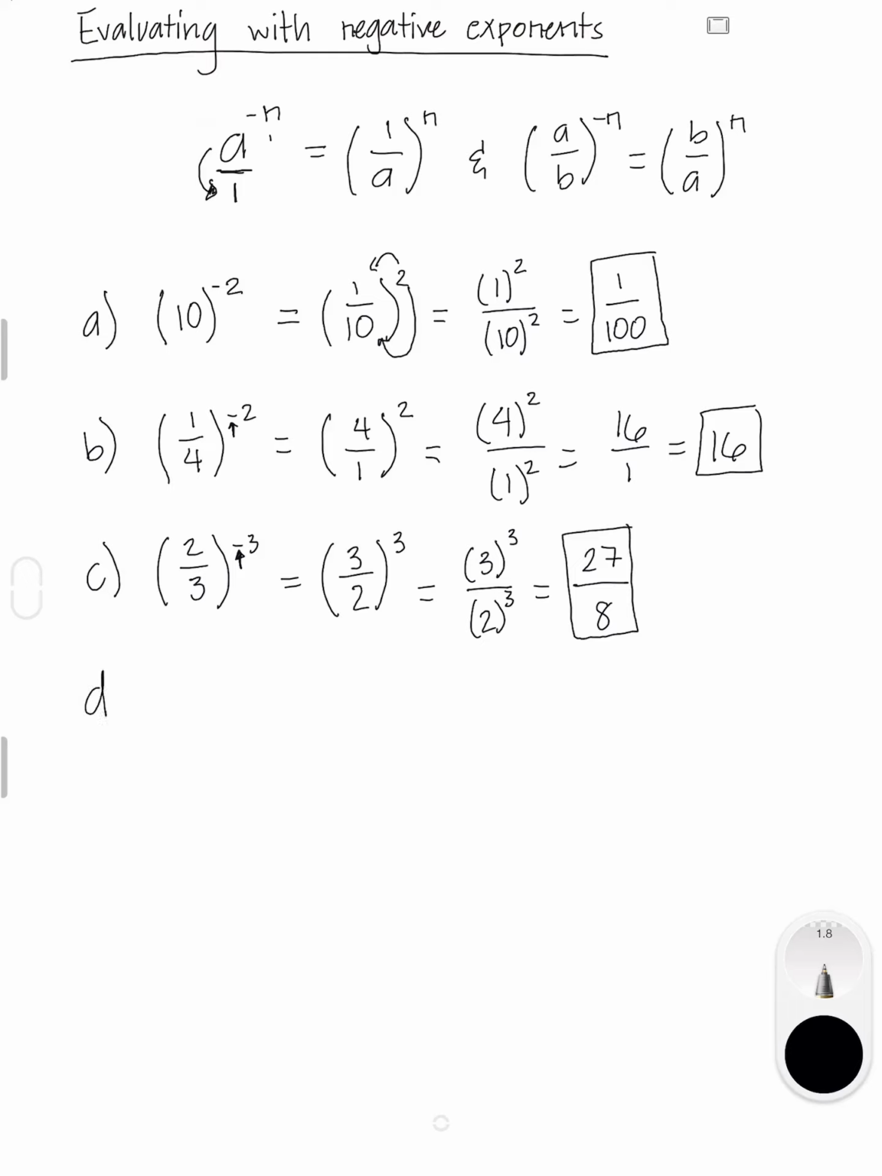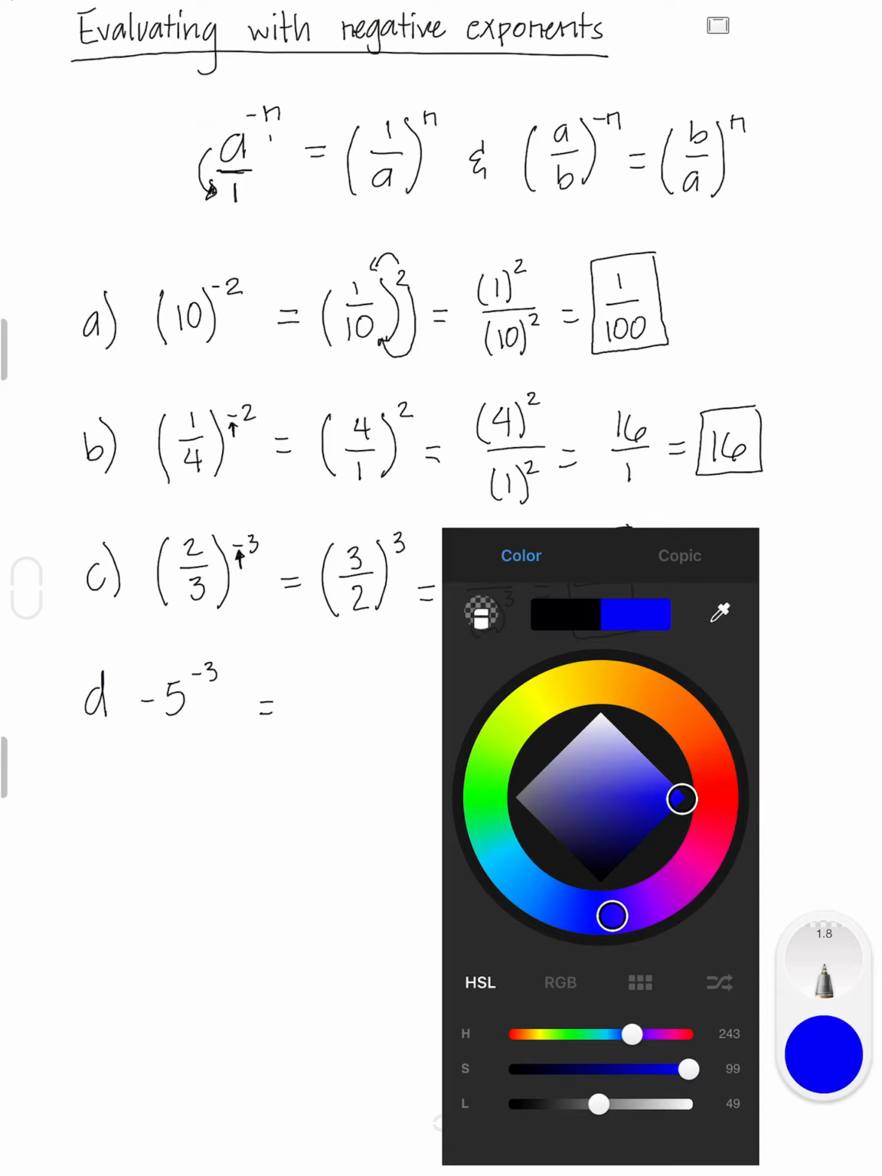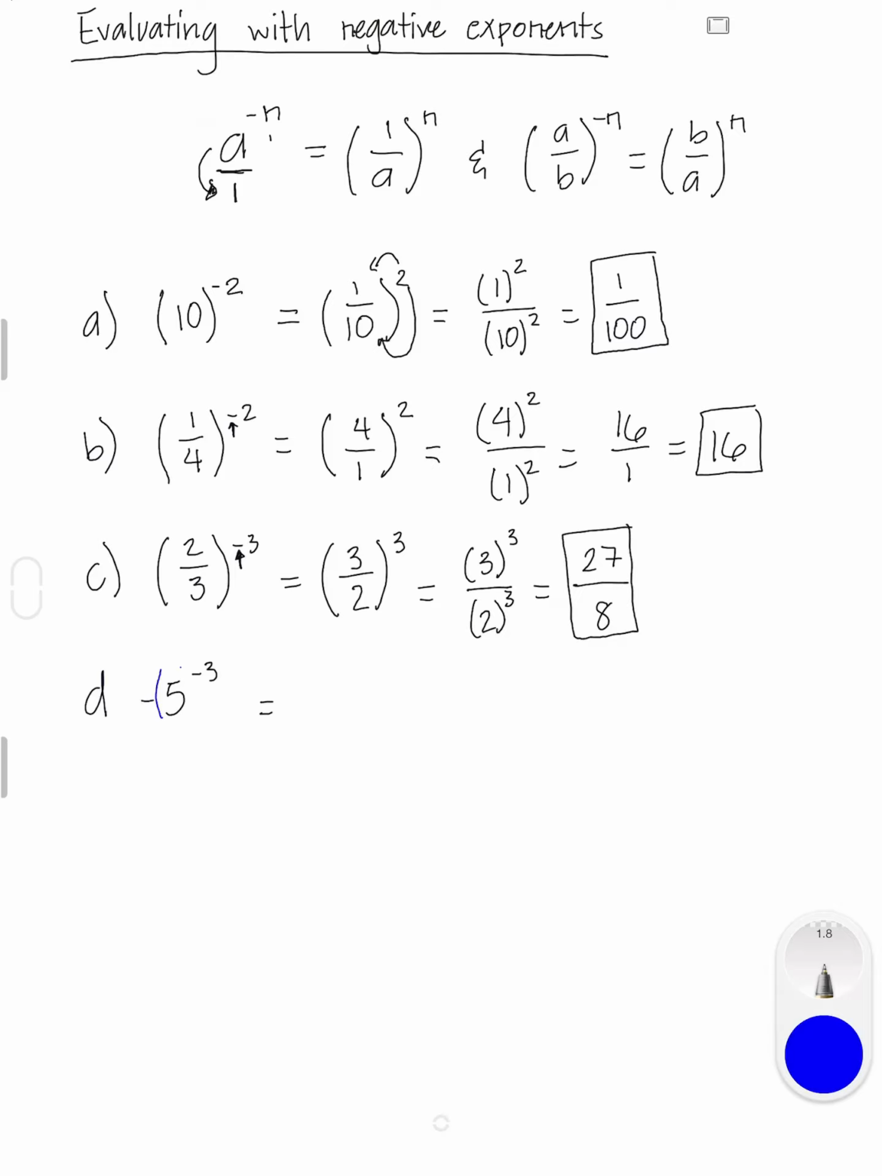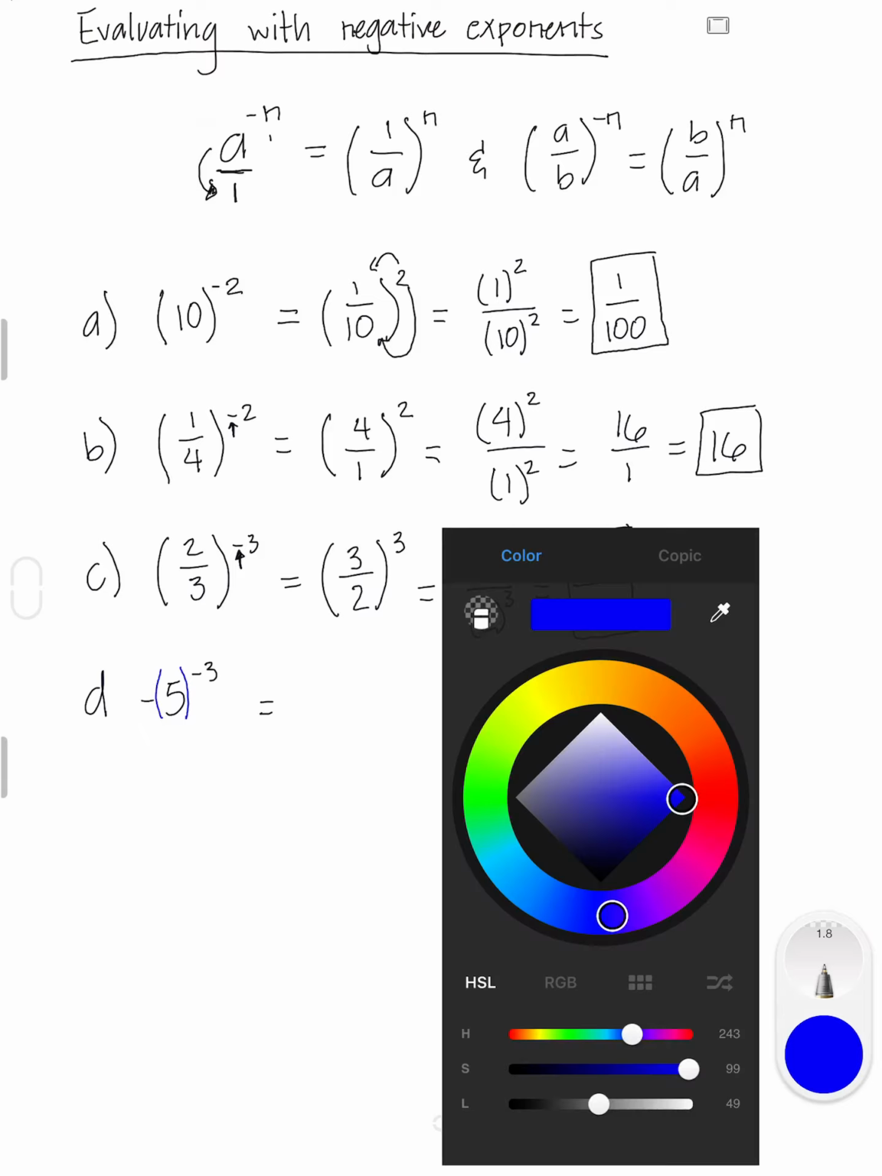And then let's try the last example. This is a little bit different. This one is negative 5 to the negative 3. So basically that negative 3 is only affecting the 5 and not the negative. Remember, if we were to have parentheses, then the negative would be affected by the exponent, but because we don't have any parentheses, it's only the number or the base under the exponent.